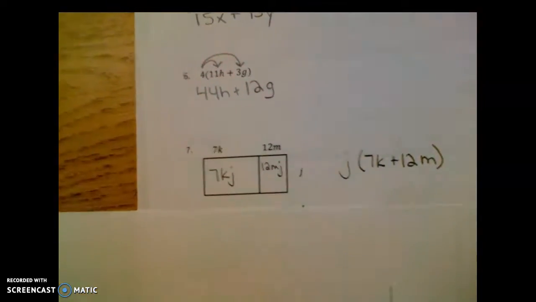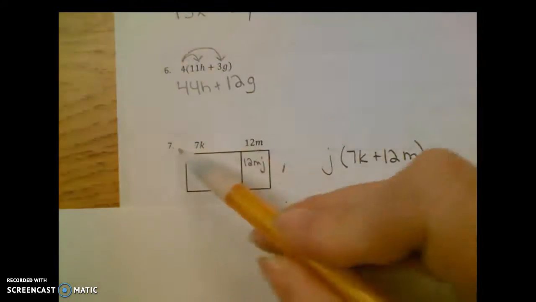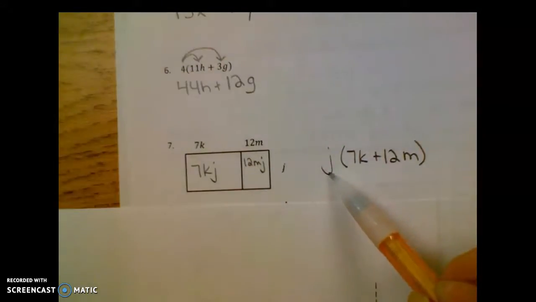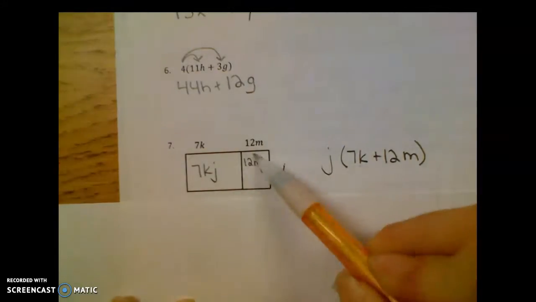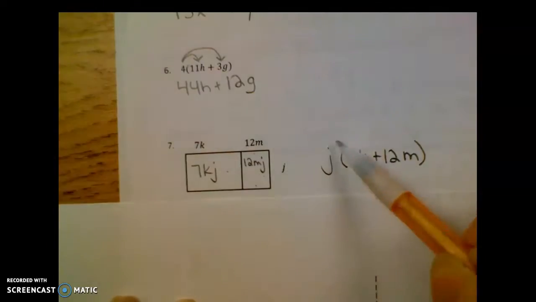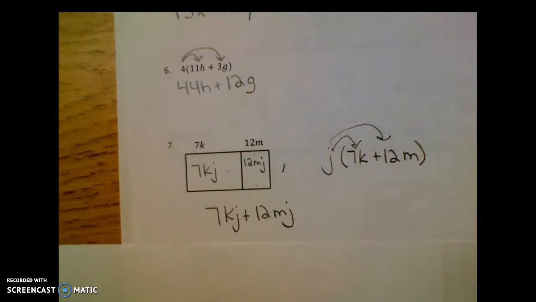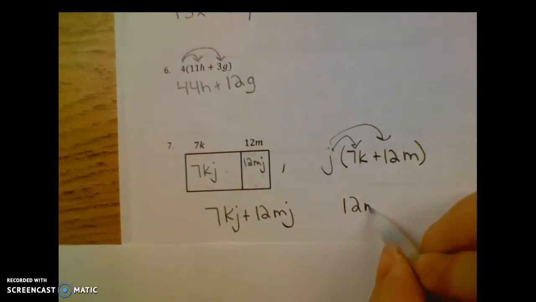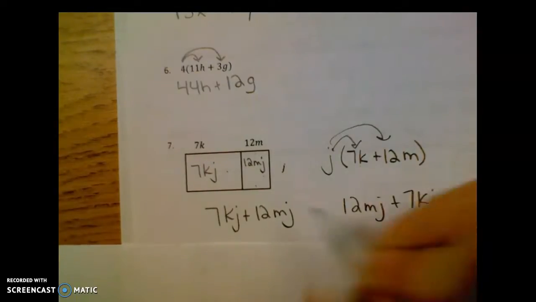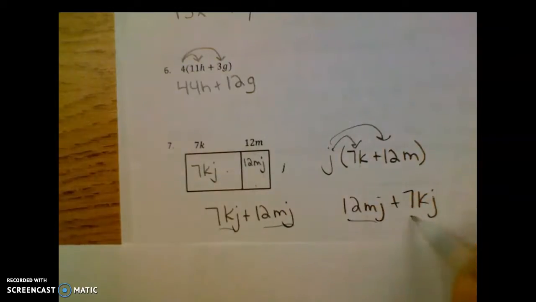Then we did our area model here. So this was my length and my width. So we knew that it was J times 7K plus 12M. Or we could do individual boxes here and do J times 12M and J times 7K. So that could look like 7KJ plus 12MJ. It's also okay if you did 12MJ plus 7KJ, because we know that addition is commutative, so it doesn't matter the order that we add those in.